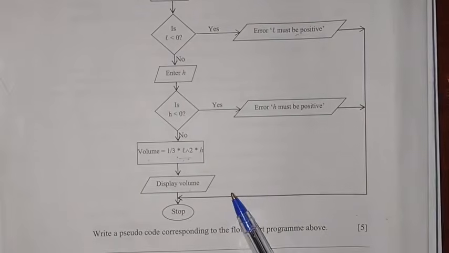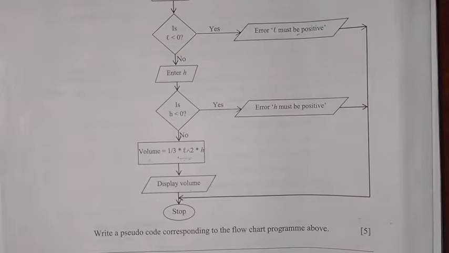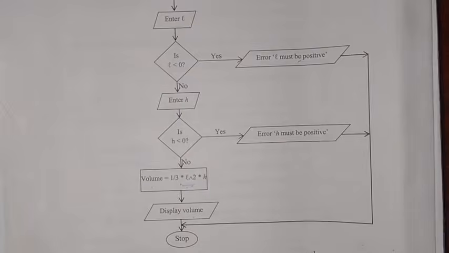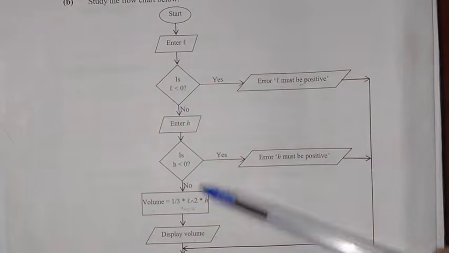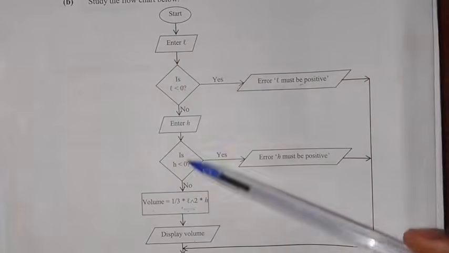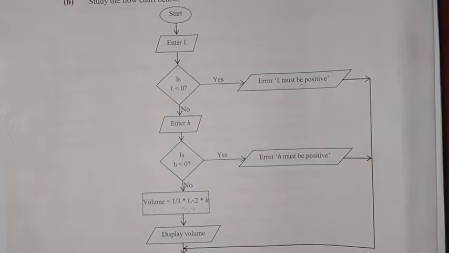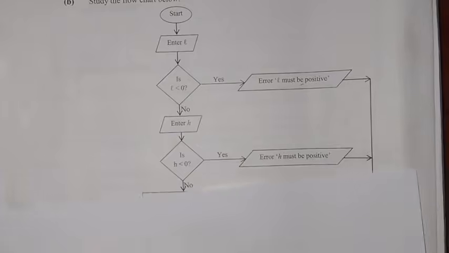Now here is our question: write a pseudo code corresponding to the flowchart program above. So we need to write a pseudo code that will correspond to this flowchart. Once they give you a flowchart like this, you are going to be asked to write a pseudo code. So how can we write a pseudo code? We'll just be following what is given on the flowchart.